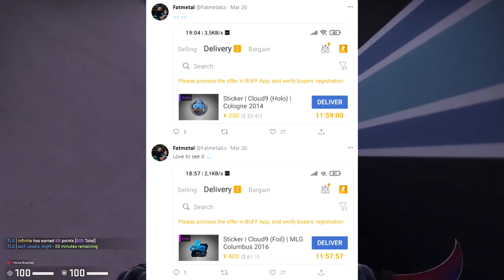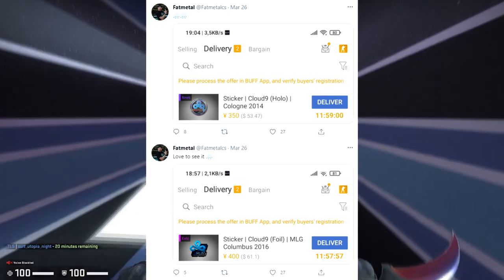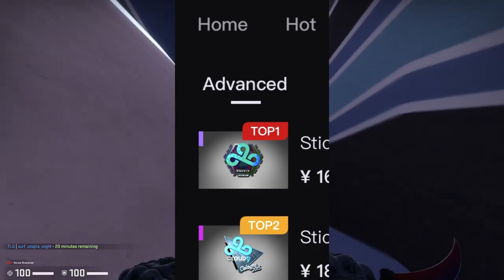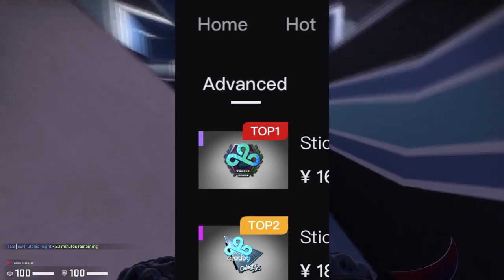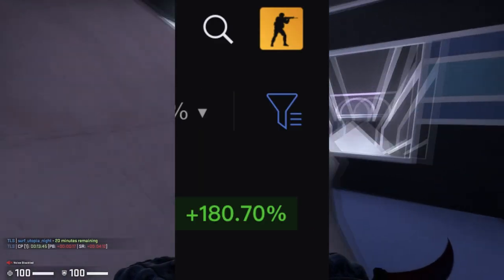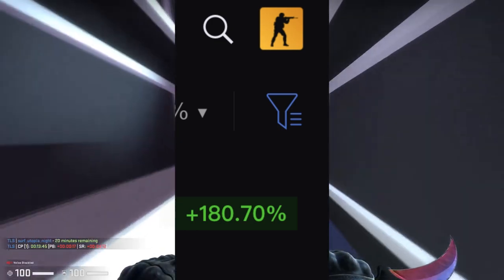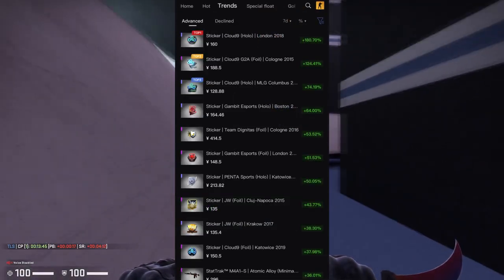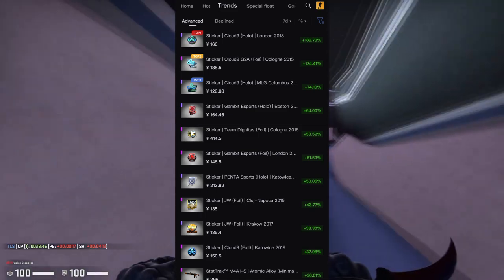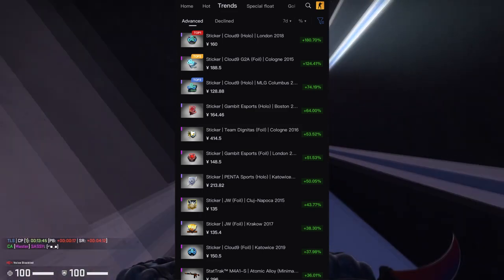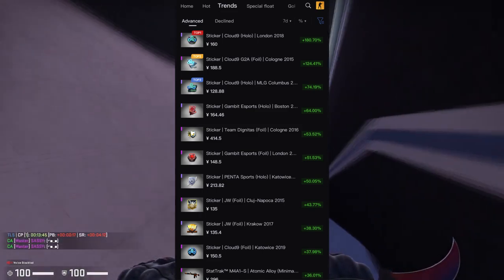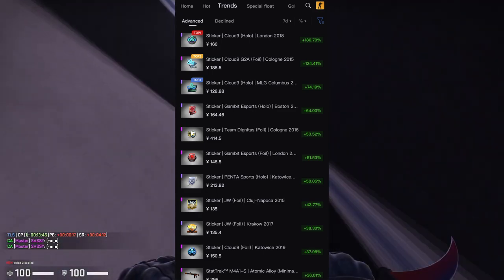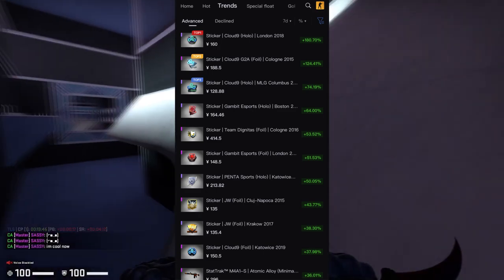done similar things. Cloud9 just had a huge backing of investors buying into them, and that's why the Cloud9 London 2018 sticker, despite not being really all that good, still rose over 180% over the last week, which was very crazy. The Cloud9 G2A foil from Cologne 2015 was the second best one, going up 124%, and then the MLG Columbus holo was a 74% gain, so pretty cool there.